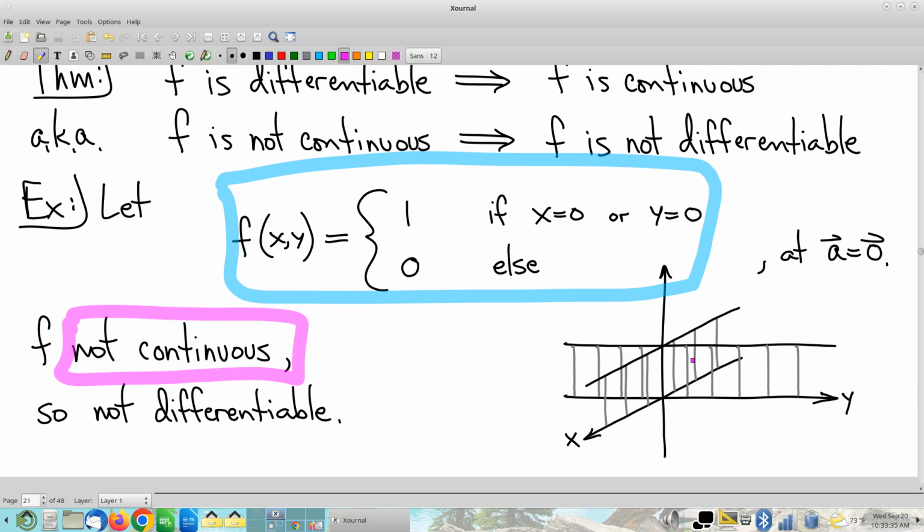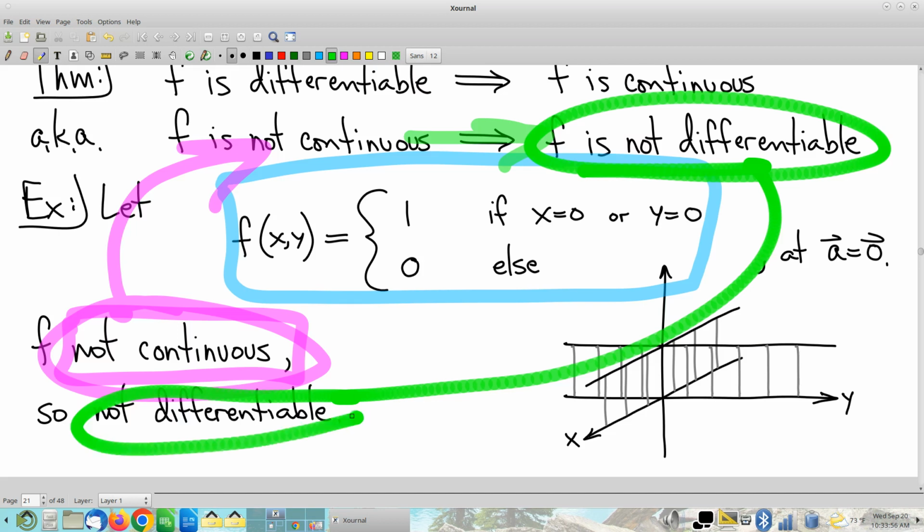It's got this big jump discontinuity in several places, right? It's specifically at the origin. Big jump discontinuity. So not continuous, and that means not differentiable. And game over. Okay, nice little additional tool.